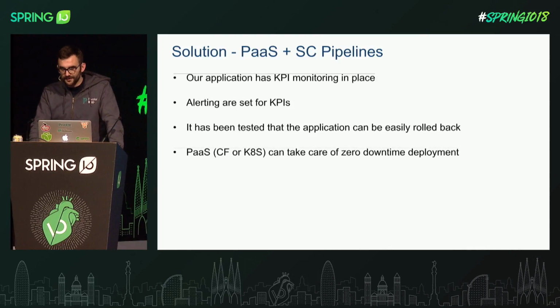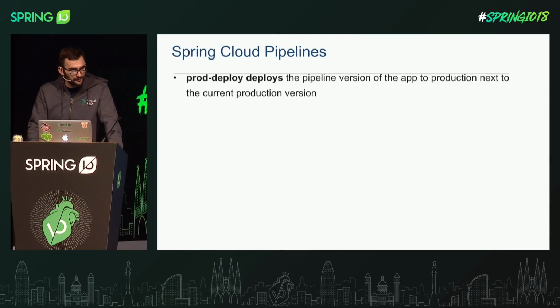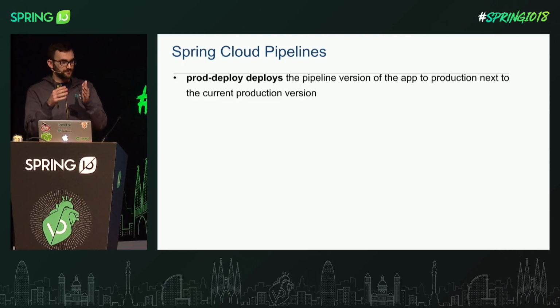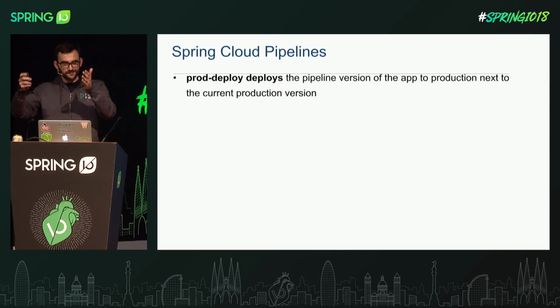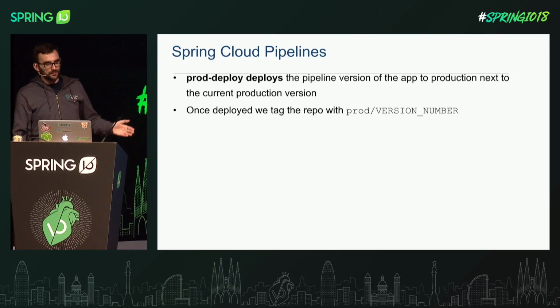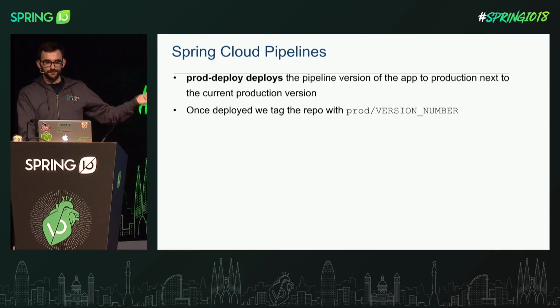The platform can take care of zero downtime deployment. And now, Spring Cloud Pipelines, what do we have there? So we have the prod deploy step, which deploys the production app, the version that we have tested in the deployment pipeline, next to the currently working app on production, right? So if you have something there, we're going to deploy it next to it. And we tag the repo with prod/version. Why? Because we need to know it for the backward compatibility checks, right?